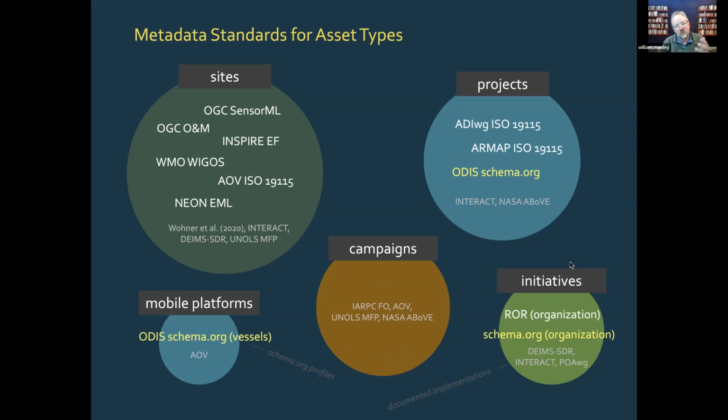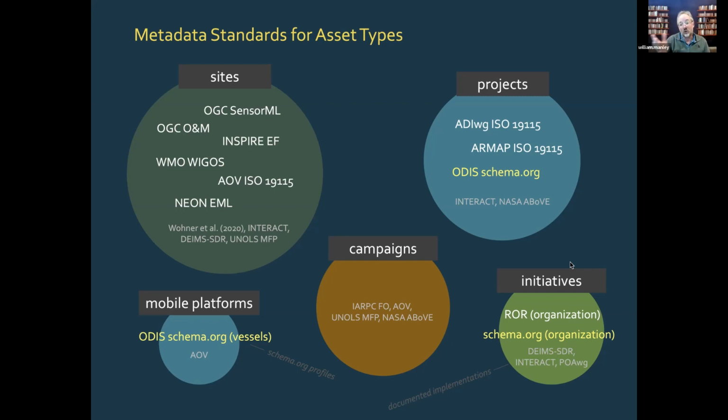So we're aware of these different metadata standards for observing assets, for asset types. And for example, for sites, there's quite a bit out there, but still it's early days and prime opportunity to streamline things for networks and other organizations that track observing assets. In gray and smaller font are these, they're not really standards, but they're well-documented implementations or guides.